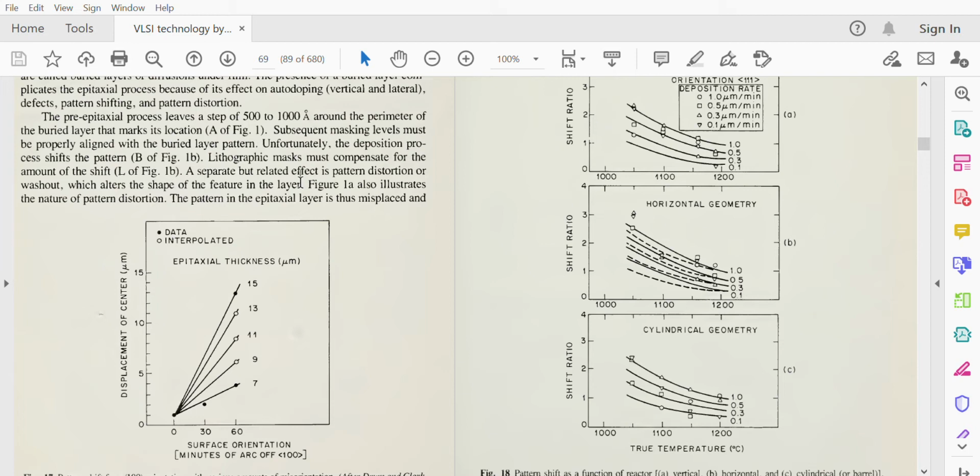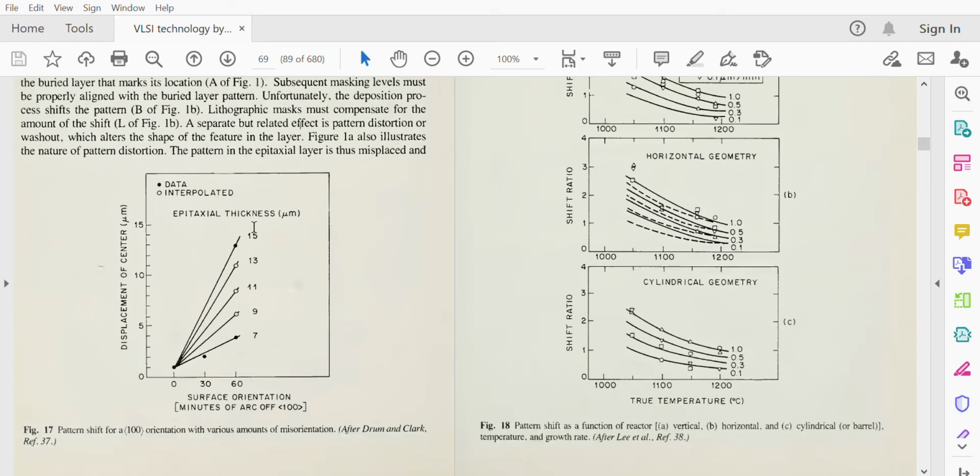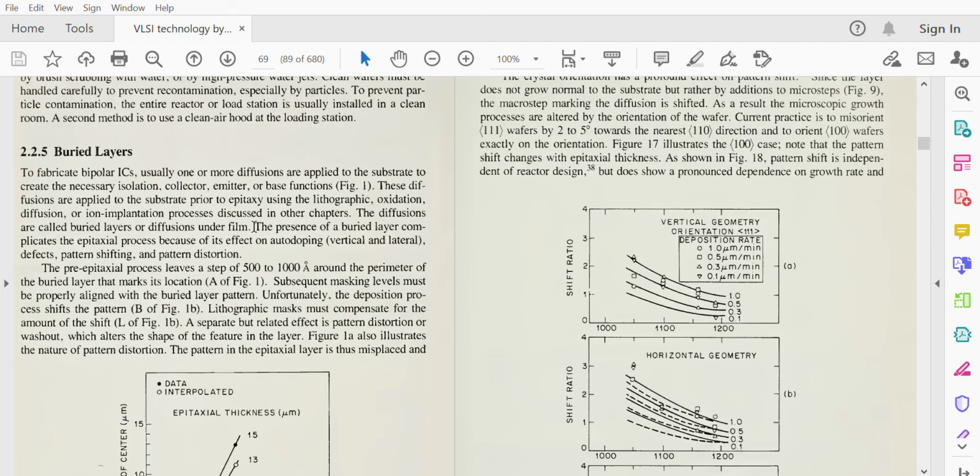Because of the diffusion, the original shape and size will be disturbed, and to avoid this we need to handle the lithographic process that we will discuss. What is the lithography? The lithography mask must be designed in such a manner that whatever shift is produced by the diffusion process will be compensated. So pattern distortion and shifting are the consequences of the buried layer.